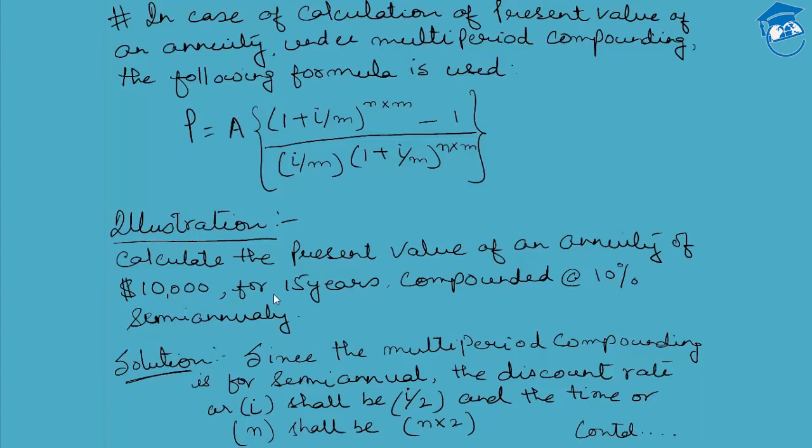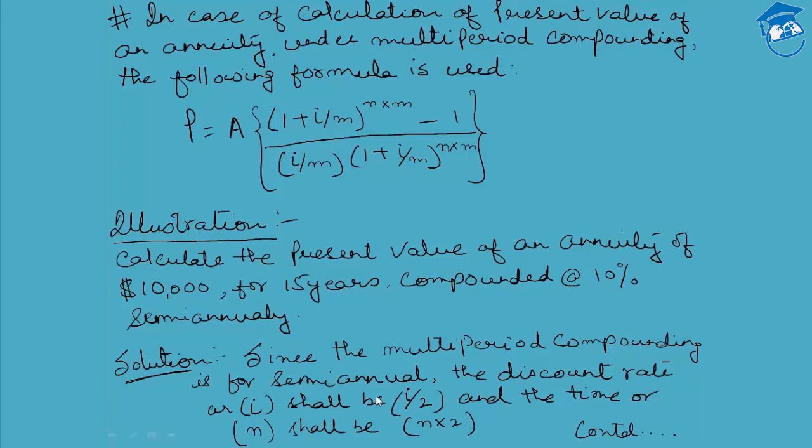Since the multi-period compounding is semi-annual, the discount rate or I shall be I by 2. We have already seen that wherever there is I upon m it means 1/mth portion of I. So m over here represents the number of times the multi-period compounding is required to give effect to, whether it is semi-annual or quarterly, as the case may be. In this particular question, since the compounding is semi-annual, we are dividing I by 2 or I by m, which is 0.10 by 2, that is 0.05 for every 6 months.